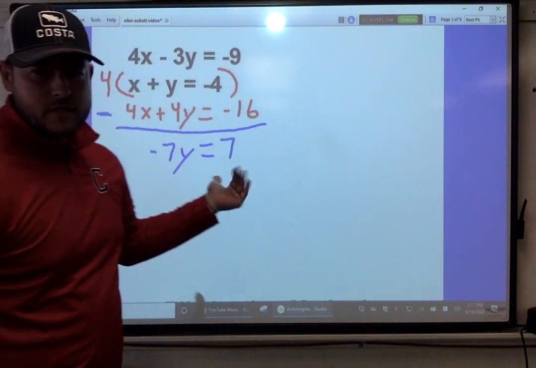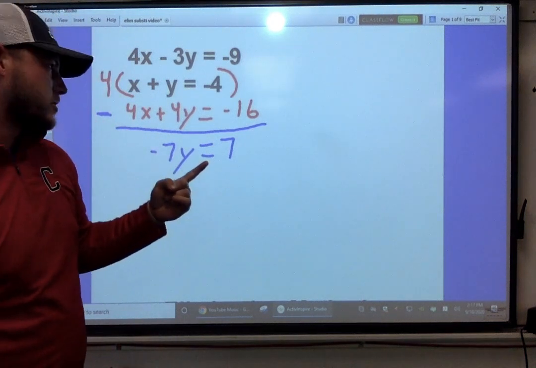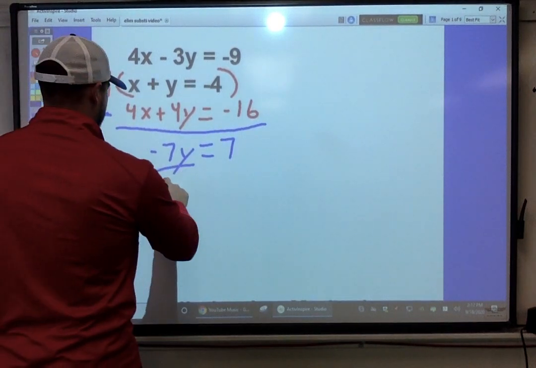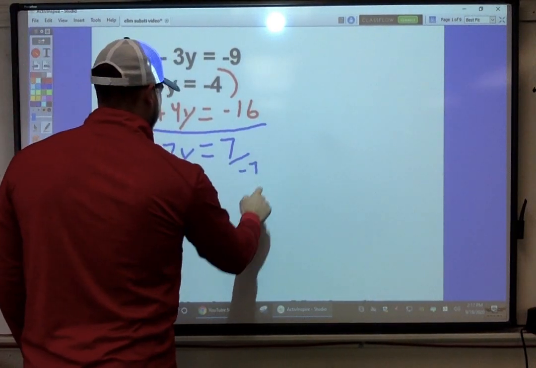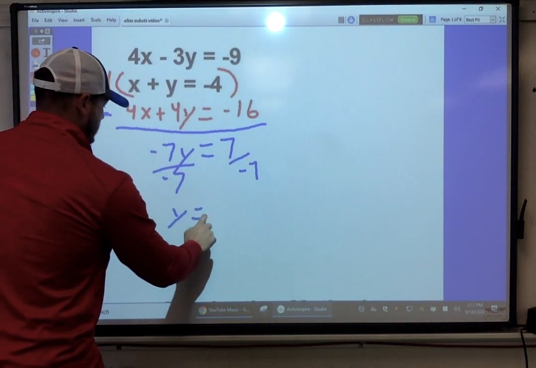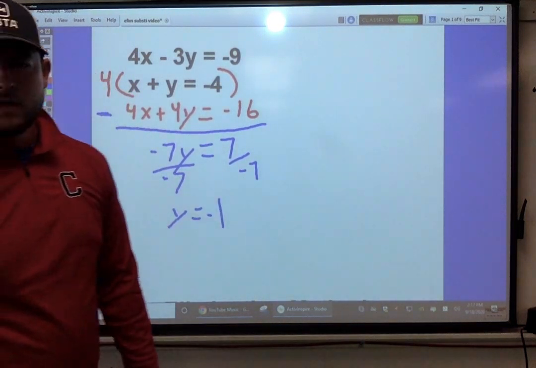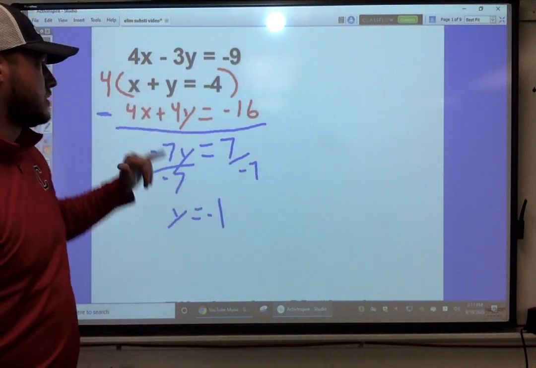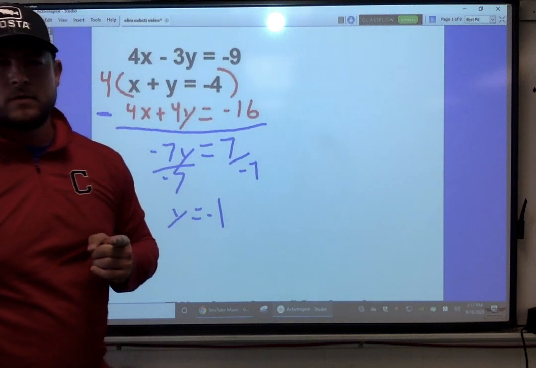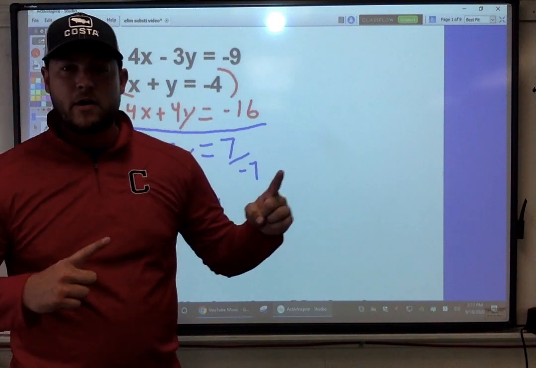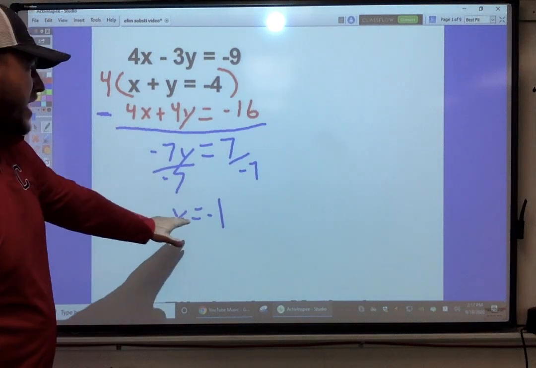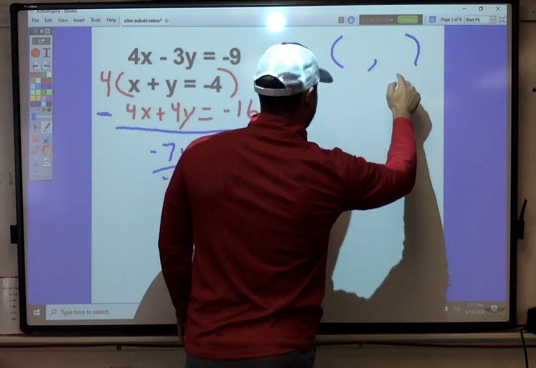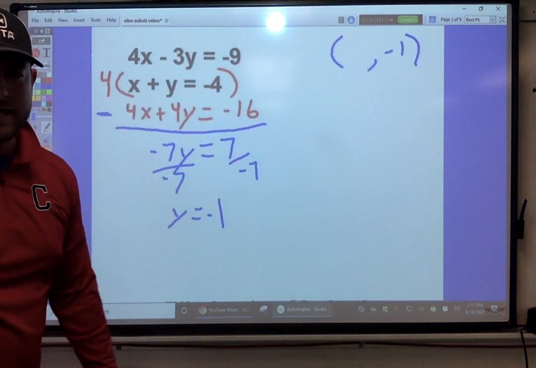Well, now we're used to these equations. We're left with a simple one-step equation, right? How can I get y by itself? That's our goal. Well, if I divide by a negative 7, y is now equal to negative 1. So if you remember, what were we actually trying to find when we were solving systems of equations? Y'all remember? We're trying to find where they intersect. So what we just found is the y-coordinate of where these two equations are going to intersect.